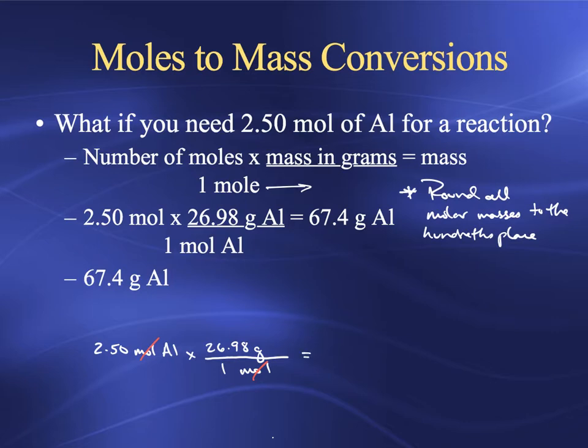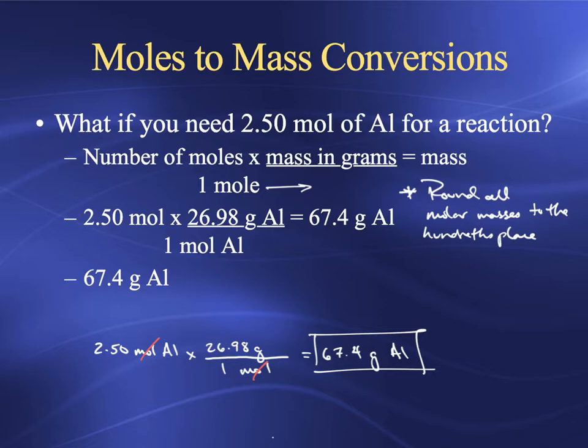Okay, so if we're doing this, we're going to need 3 significant figures. You get 67.4 grams of aluminum. So if I want 2.5 moles of aluminum, I need to weigh out 67.4 grams of aluminum on the scale. Notice, the amount you weigh out on the scale is going to change based on what this substance is, what this substance's molar mass is.